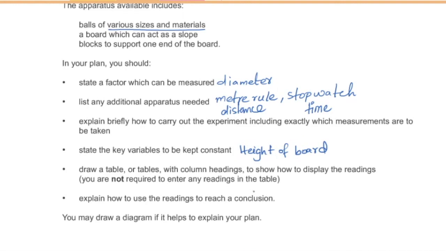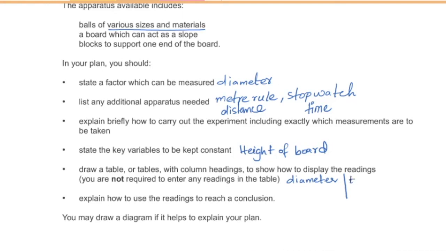Draw a table or tables with column headings to show how to display the readings. You're not required to enter any readings in the table. So the quantities that we will be looking into would be the diameter, because that's the factor that we have to rely on. The diameter, so there are balls of different diameters. Distance is not among the quantities that we are going to include in this table, because the distance that is traveled by balls of all the various sizes is going to stay the same. So distance is not going to be among those quantities that we count here.